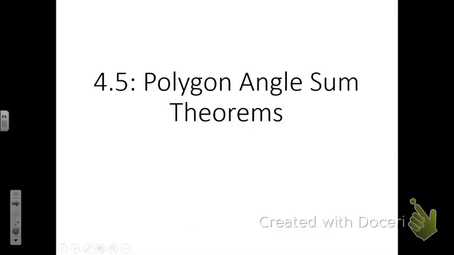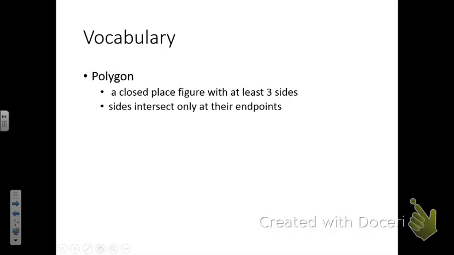Alright, so in our next section, we're going to be starting to look at polygons and how we can figure out their angle sums. So first, let's talk about some vocabulary. A polygon comes from the Greek words poly and gon. Poly means many, gon meaning angled. So really and truly, it means many angled.